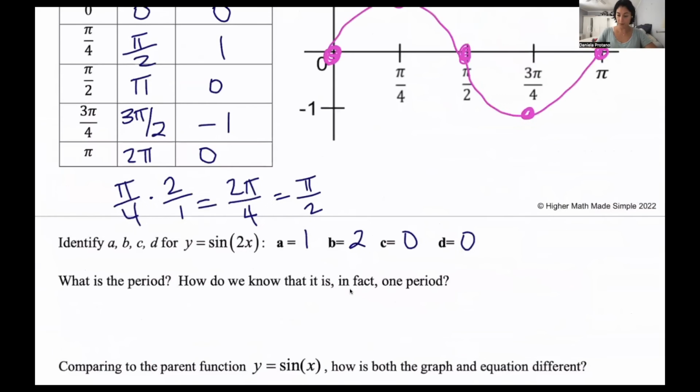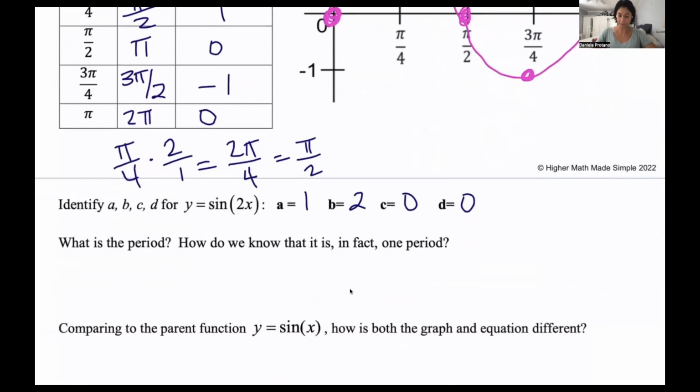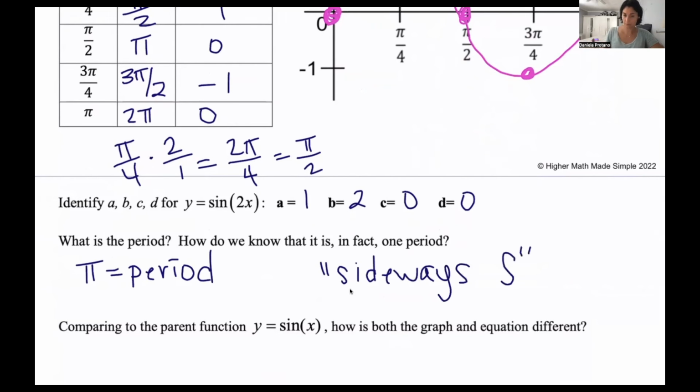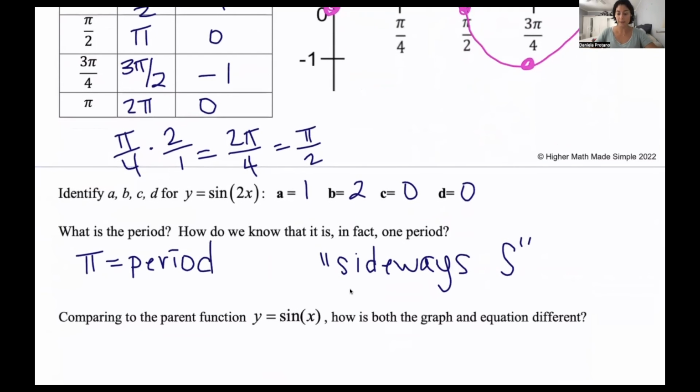Okay, so what is the period? In other words, what is the distance that it does complete that sideways S shape? So in other words, what's the distance from here to here? It completes one full cycle in pi radians, right? So the period instead of 2 pi is pi. And again, how do we know that it is in fact one period? Because it does have that sideways S shape. Okay, so in other words, as I said, it completes one cycle in pi units.